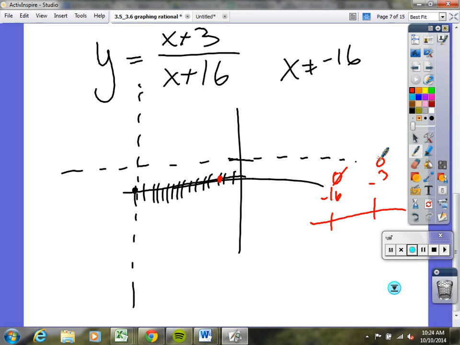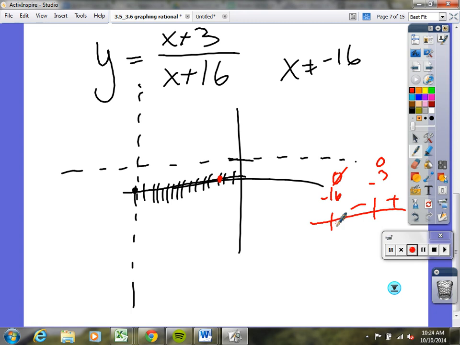Okay, when we picked a number greater than negative 3, what did we get? Did we get a positive number or a negative number? Came out to be positive because it was 3/16, right? So I put a plus. Let's pick a number in between these two. Negative 8. When I plug that in, what's negative 8 plus 3? Just tell me positive or negative. Negative. What's negative 8 plus 16? Positive or negative? Positive. What's a negative divided by a positive? All I care about is that that's negative. I'll explain how I'm going to use this chart in just 1 second. Okay? Give me a number past negative 16.